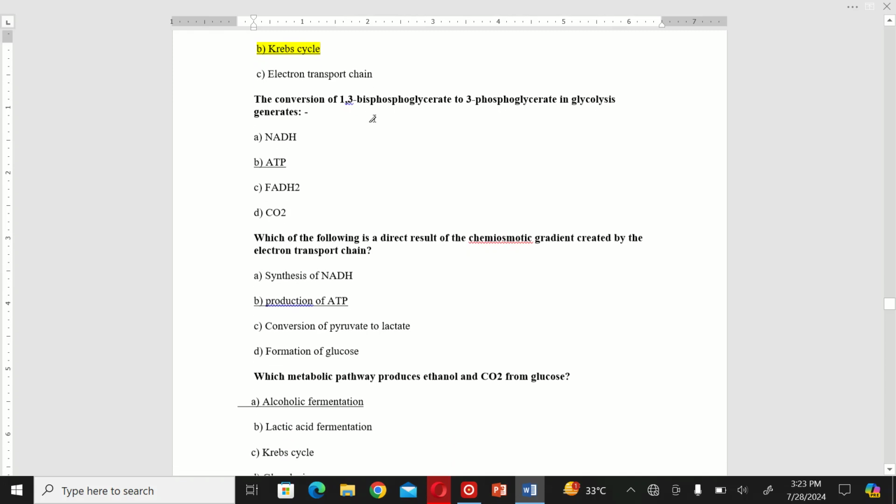The conversion of 1,3-bisphosphoglycerate to 3-phosphoglycerate in glycolysis generates A. NADH, B. ATP, C. FADH2, and D. CO2. So the correct option is B.